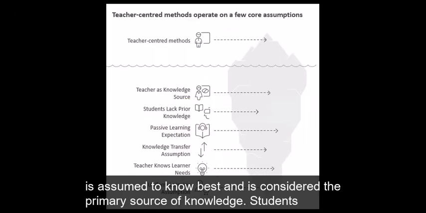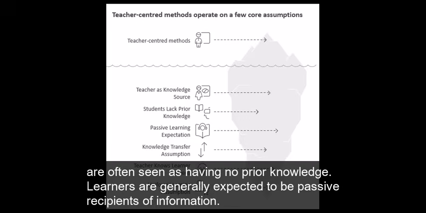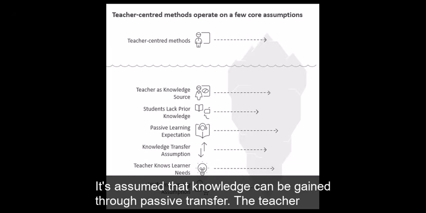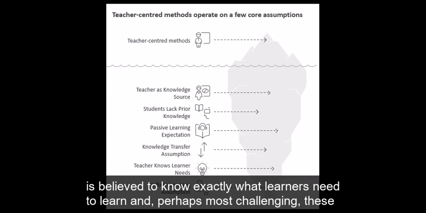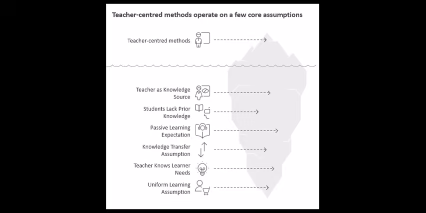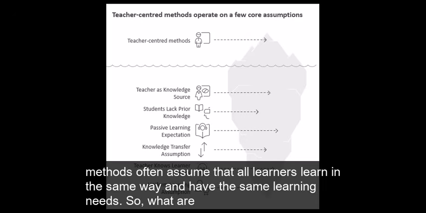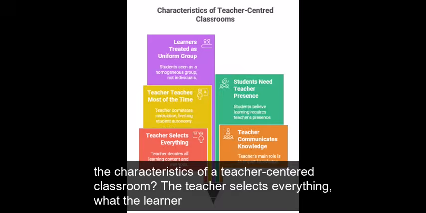Teacher-centered methods operate on a few core assumptions. The teacher is assumed to know best and is considered the primary source of knowledge. Students are often seen as having no prior knowledge. Learners are generally expected to be passive recipients of information. It's assumed that knowledge can be gained through passive transfer. The teacher is believed to know exactly what learners need to learn. And, perhaps most challenging, these methods often assume that all learners learn in the same way and have the same learning needs.